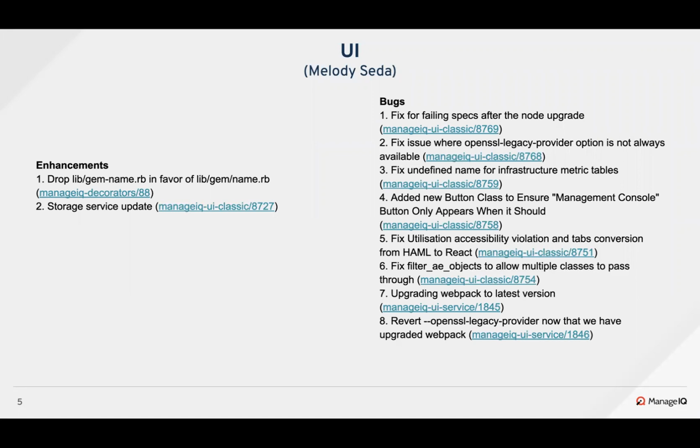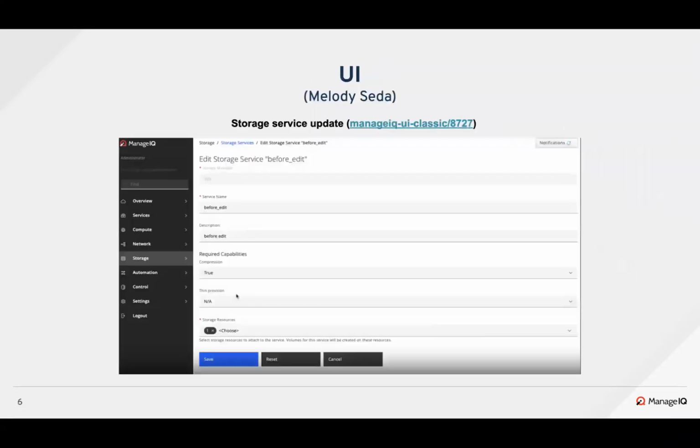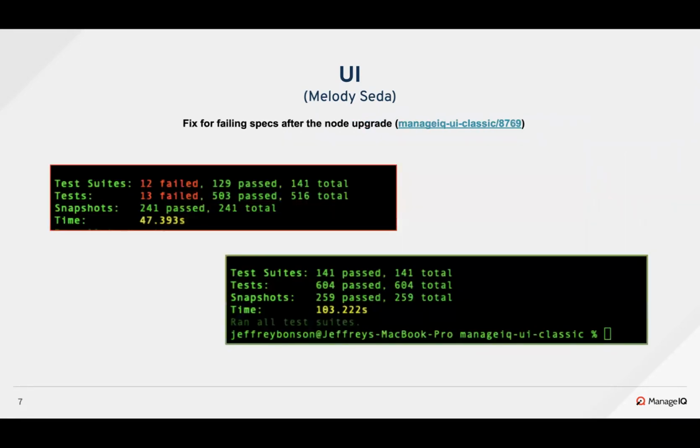And I don't see Melody on, so I'll do the UI. We had 2 enhancements and 8 bug fixes this sprint, and I'll go through the screenshots. The AutoSD team added some editing on the storage service update screen. Jeffrey had some fixes for the specs after our node upgrade.